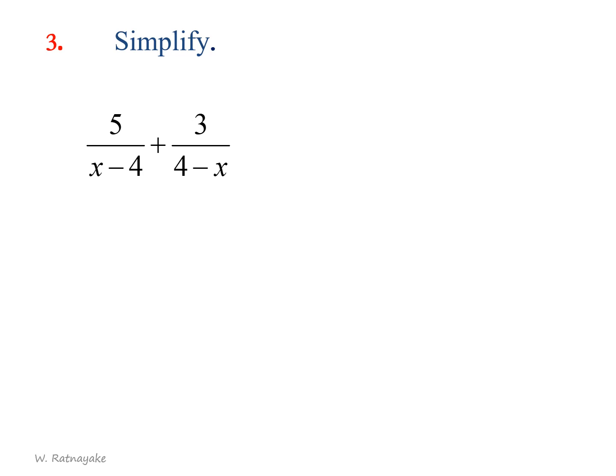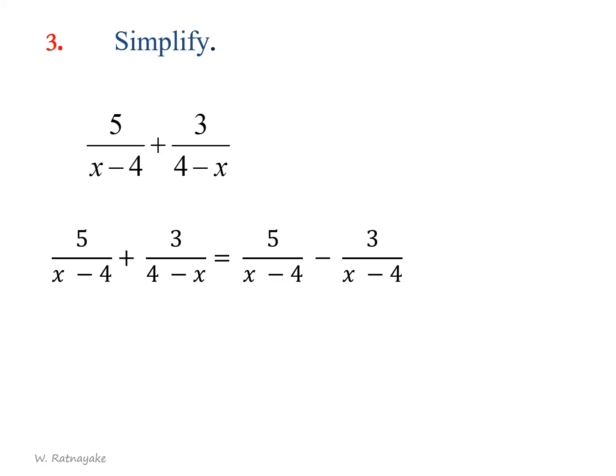That is, now see here, 5 upon x minus 4 plus 3 upon 4 minus x is equal to 5 upon x minus 4 minus, instead of this plus sign we have put a minus sign, then the fraction is written as 3 divided by x minus 4. Now the final answer is very easy. It is 5 minus 3, which is 2. So the denominator is x minus 4.